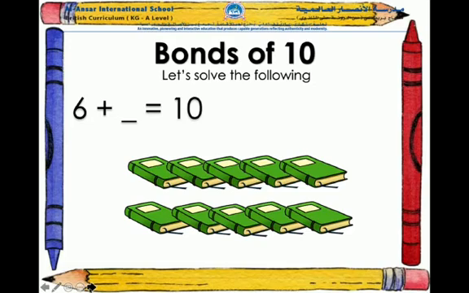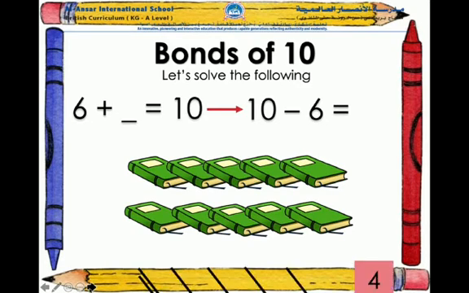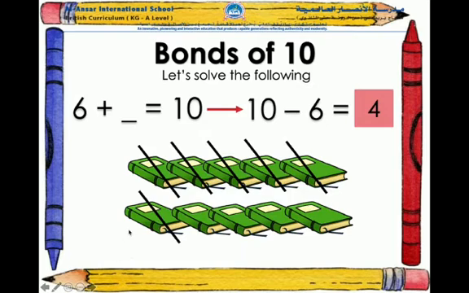Let's try it with this one. 6 plus something equals to 10. So we swap it around, make it a subtraction problem. 10 minus 6. And when we take away 6, we get how many left? 4. We get 4 left. 1, 2, 3, and 4. So now we know that 6 plus 4 is equal to 10. Be sure to pause the video before the answers are given so that you can try and solve these problems on your own.